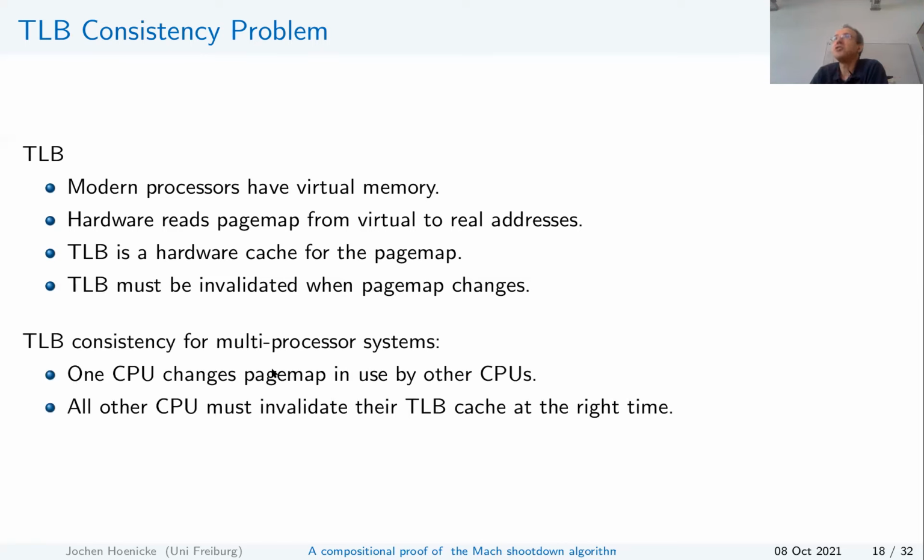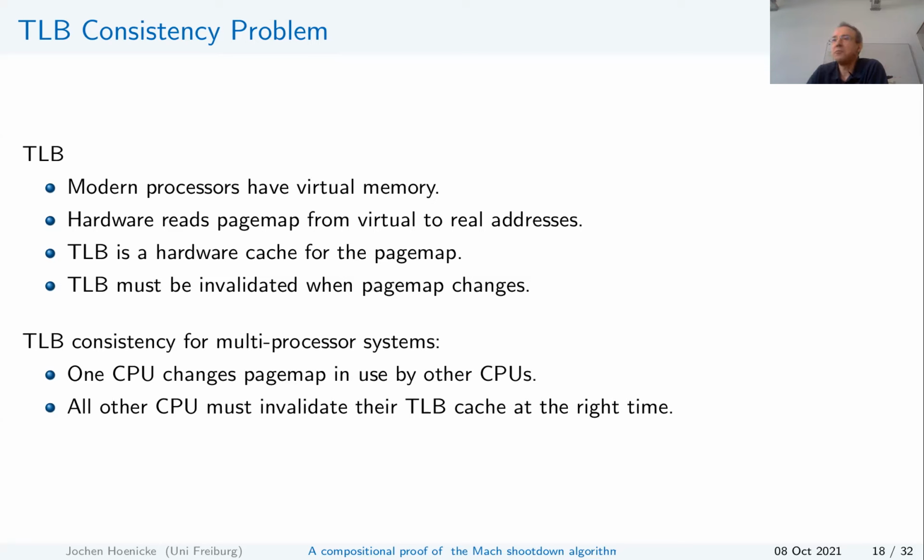So one CPU changes the page map, but the page map is in use by another CPU, and now you need to somehow tell the other CPU to invalidate the TLB. And usually there is no communication between these processors where you can just write into the TLB of the other processor. This would be far too complicated.